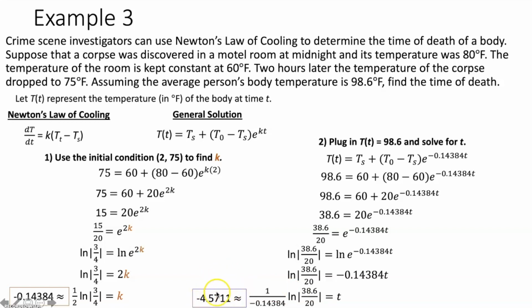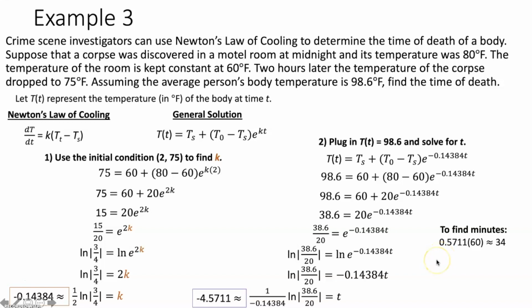So what did we just find? We found that the time of death was approximately 4.5 hours before the body was found. So if we want to determine what time that was, we need to figure out how many minutes is 0.5711 of an hour. So we take that decimal, multiply it by 60, and we get 34 minutes.